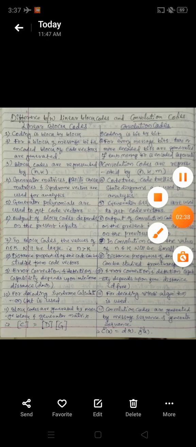Block codes are generated by the message block and the generator matrix. Here convolution codes are generated by the message sequence and the generator sequence. Look at the examples I have given. In block code it is c is equal to d into g, and here c of x is equal to d of x into g of x.